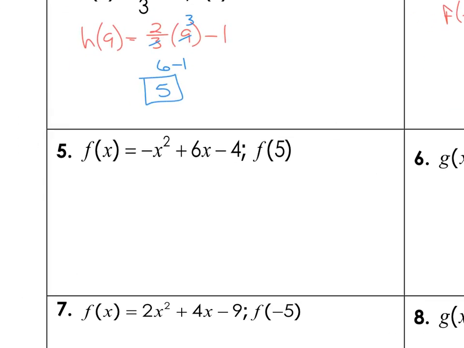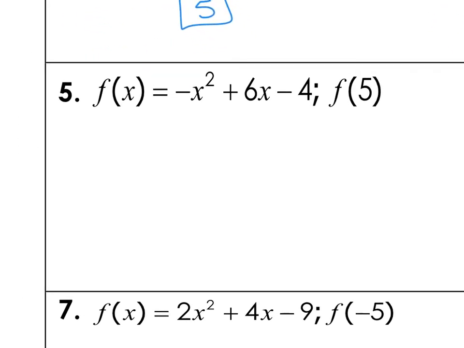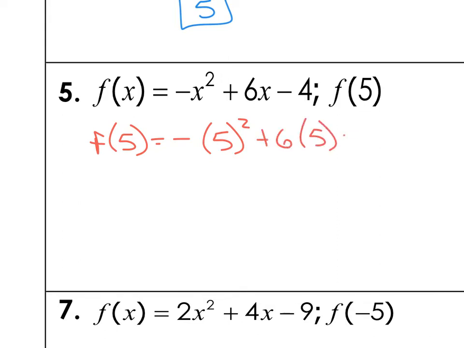All right? Moving on over, we've got a longer problem. Anytime we have multiple x's, everywhere we see an x, we're plugging in a 5. So it's negative, and this time it's 5 squared, but it's not negative 5 squared, okay? It's negative, and then in parentheses, 5 squared. That's going to end up being a little bit different than the last problem, plus 6 times 5, and then minus 4. Now, what you do is you square the 5. And if you square the 5, you get 25. And so then the negative just comes along with it.